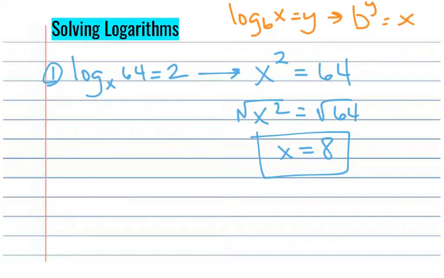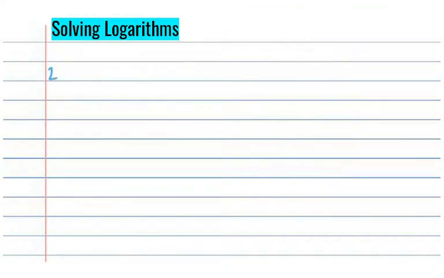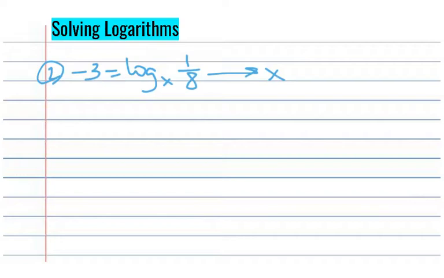Let's try another example. Spice it up a little bit for you guys. Let's say we have negative 3 equals log base x of 1/8. On this one again, we have our logarithm and we need to solve it for our base. The way that it is right now, we're not exactly sure how to solve it. But if we turn it into an exponential, I think we might be able to figure it out, right? So let's try it. My base, x, is raised to the exponent of negative 3, and that's going to equal 1/8.